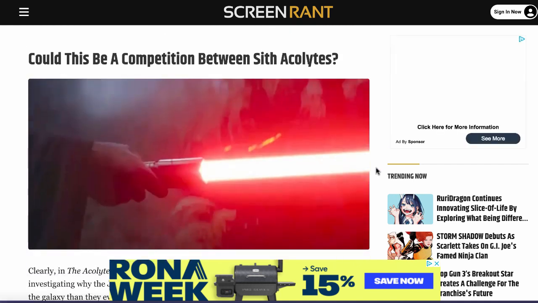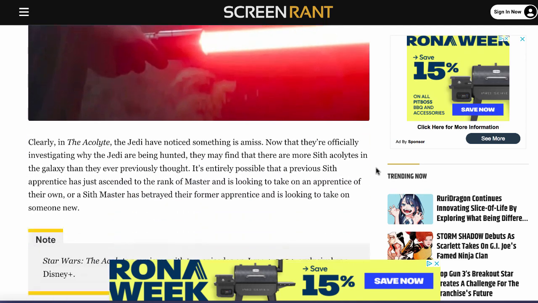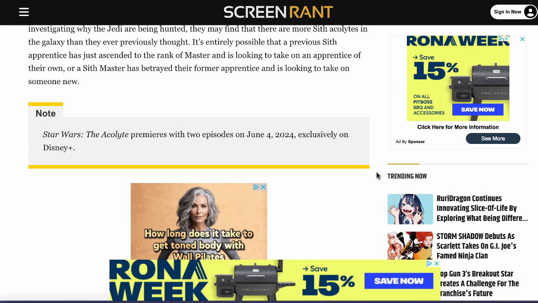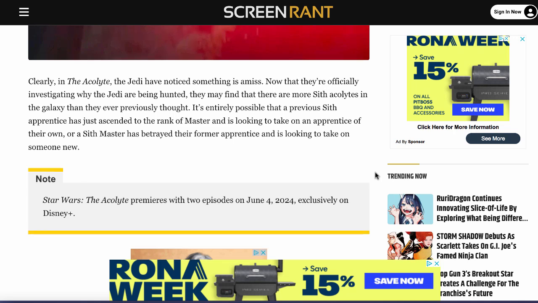Could this be the competition between Sith acolytes? Clearly the Acolyte. The Jedi have noticed something is amiss. Now that they're officially investigating why the Jedi are being hunted, they might find that there are more Sith acolytes in the galaxy than they ever previously thought. It's entirely possible that a previous Sith apprentice has just ascended to the rank of master and is looking to take on an apprentice of their own, or a Sith master has betrayed their former apprentices and is looking to take on someone new.